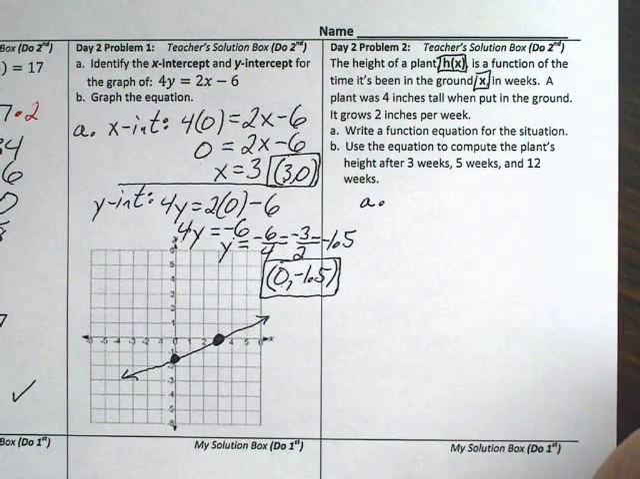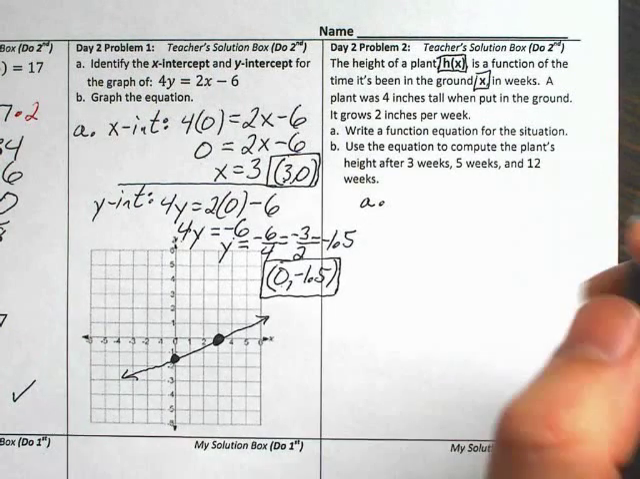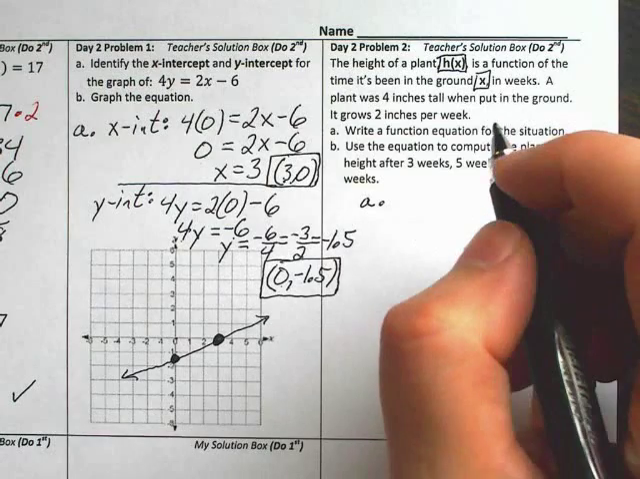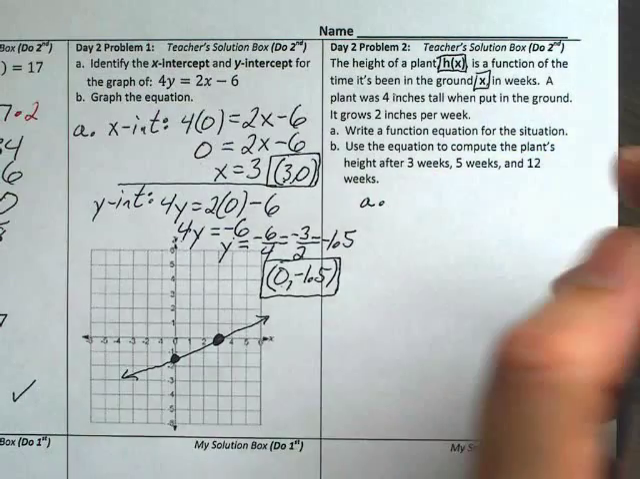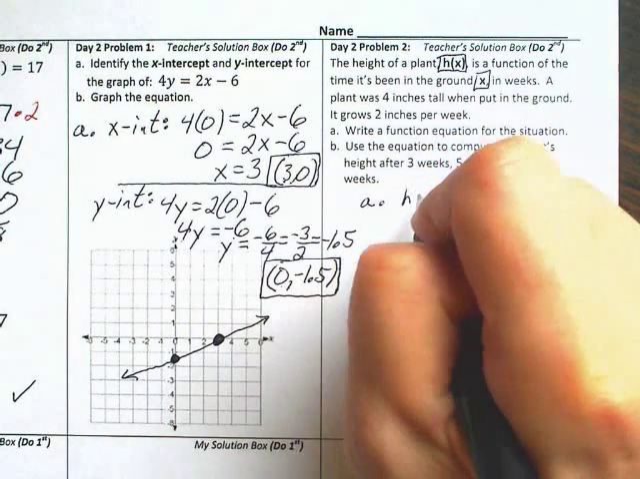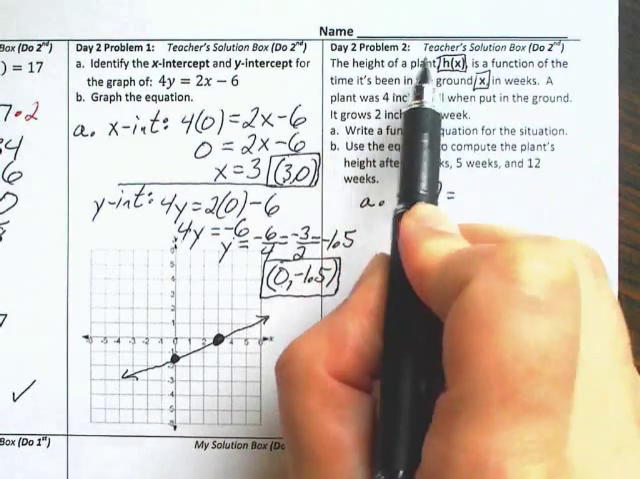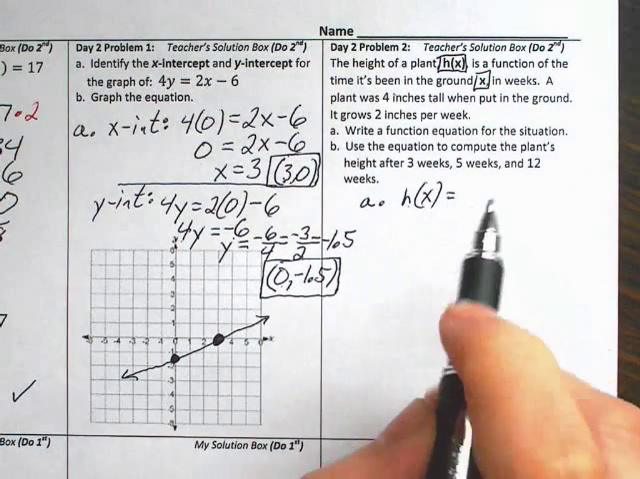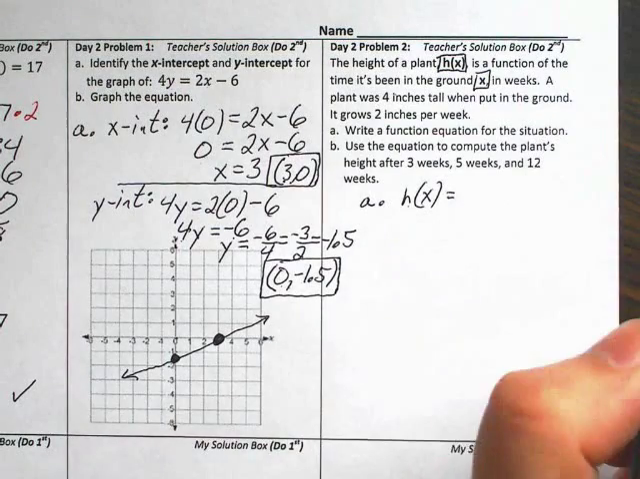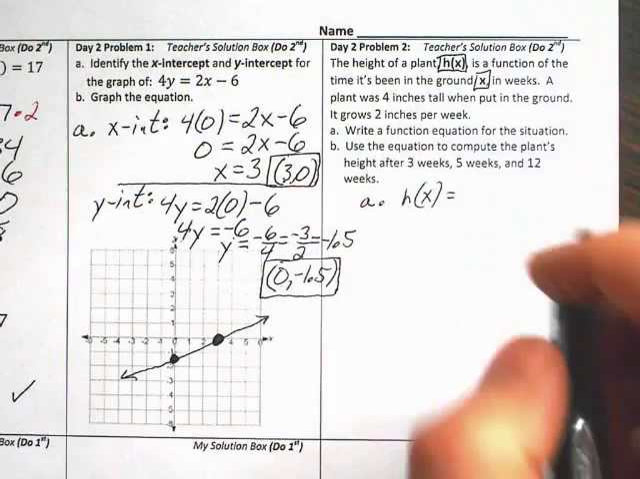So the situation involves the height of a plant changing based upon how long it's been in the ground. And we can write an equation by using the symbols and numbers provided to us. So first of all, the symbol h of x represents the phrase height of the plant. And so height of the plant is equal to. Now we're told when the plant is first put in the ground that it is already 4 inches tall.